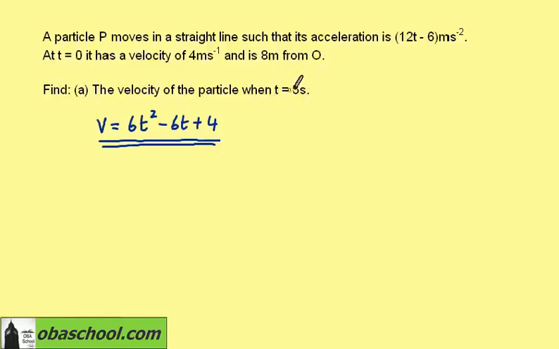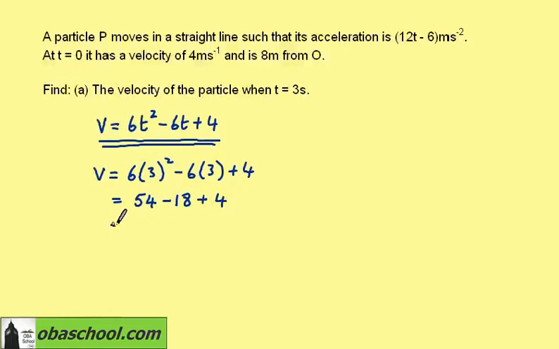We want the velocity when t equals 3. So v is going to be 6 times 3 squared, take away 6 times 3, plus 4. 6 nines are 54, take away 18, plus 4. And this works out to be 40 meters per second.